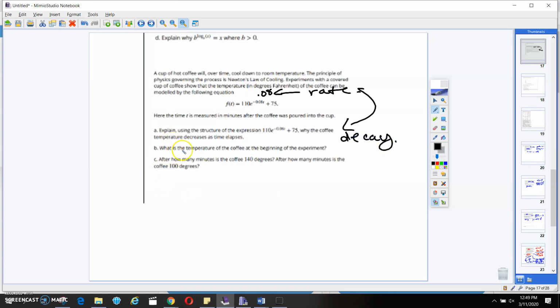All right, what is the temperature of the coffee at the beginning of the experiment? Well, what's the initial value right here? Oh, okay, cool. 110. So it's going to be 110 degrees. So your coffee starts off at 110 degrees and then gradually gets colder as it sits out, right?